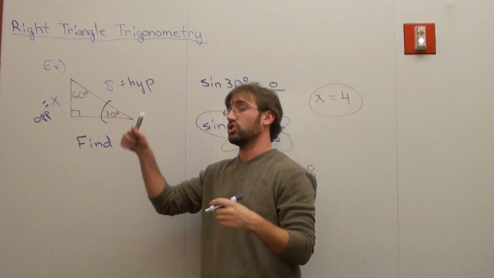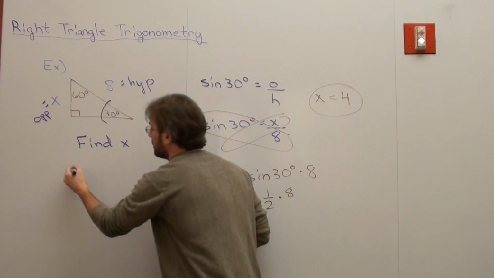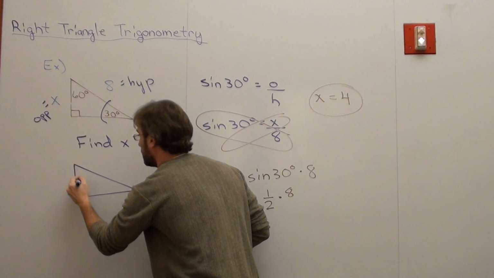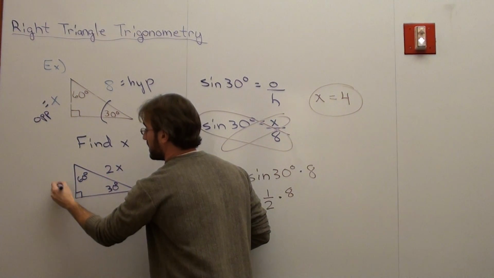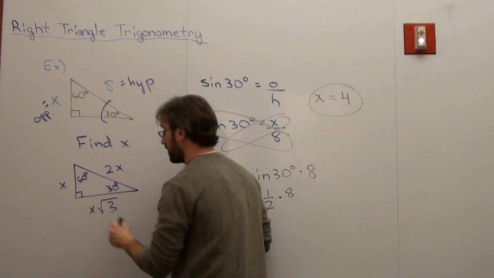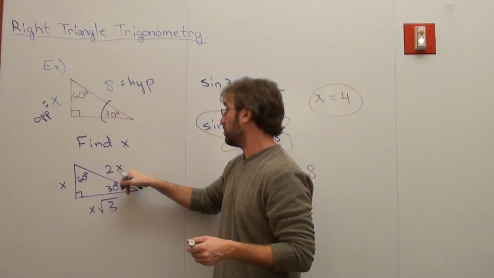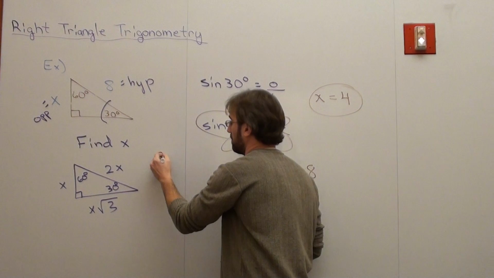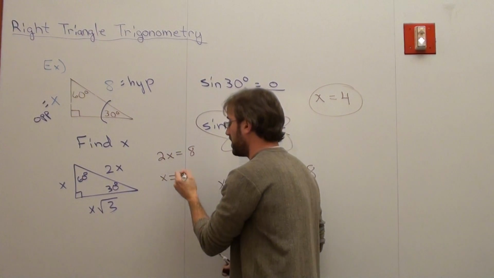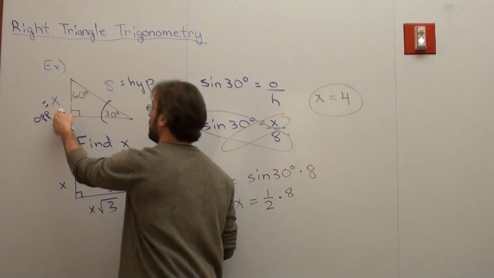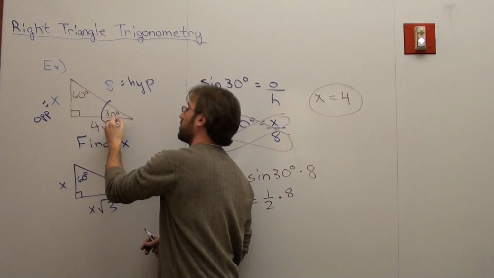Another way to do it is using a general configuration of a 30, 60, 90 triangle, where this is 2x, this is x, and this is x root 3. Well, here we go. We said that this is 8, so 2x equals 8, which means that x equals 4. Which means that this side would be 4, which it is, and this side would be 4 root 3, if I was so inclined to figure that out.